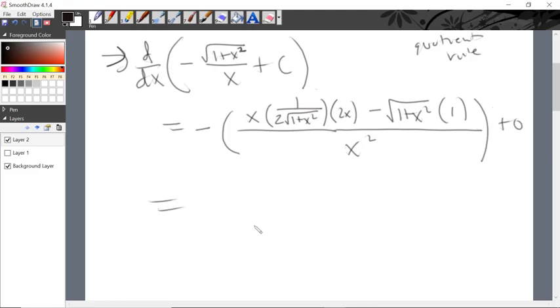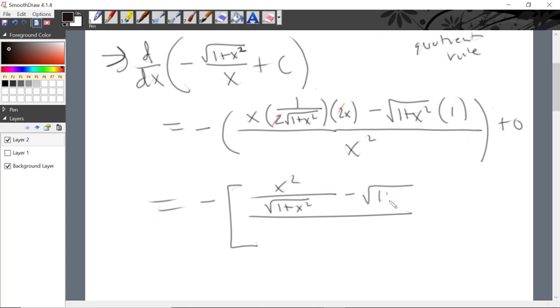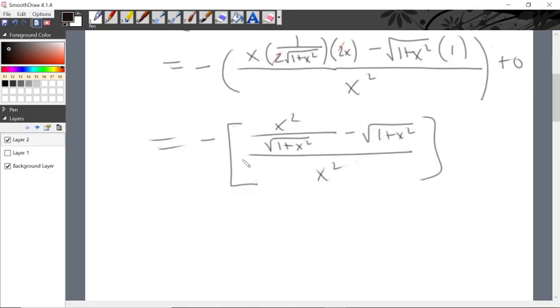Okay, let's simplify this now and see what we can do. I'll leave the negative out there for the moment. Let's clean this up. I can cancel a 2 here with a 2 here. So we get x times x, which gives us x squared. So we have x squared over root 1 plus x squared minus root 1 plus x squared over x squared. So now we have a complex fractional expression, a fraction inside of a fraction.